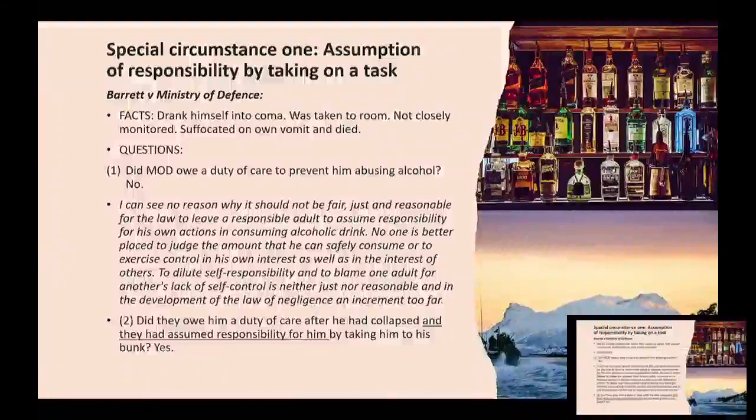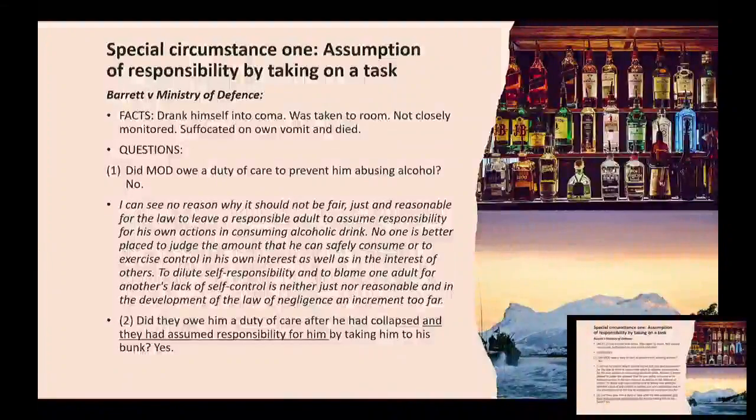Mr. Barrett drank an extraordinary amount. He bought some of the drinks, others were bought for him to celebrate his birthday and his promotion. He then became unconscious and collapsed on a chair. A senior officer saw him and ordered that he be taken to his cabin. A stretcher was arranged and he was placed on his bunk in the recovery position, and he was visited on 3 occasions, checked on.